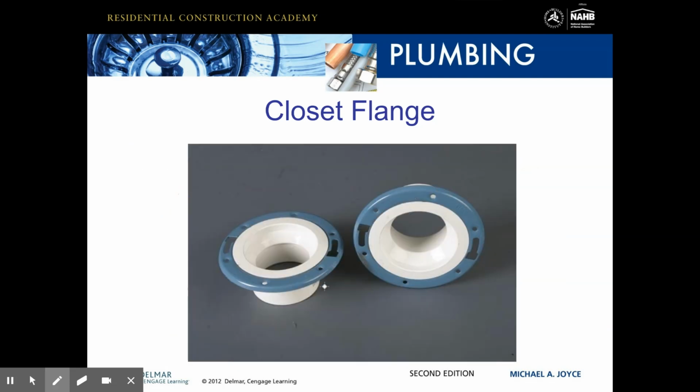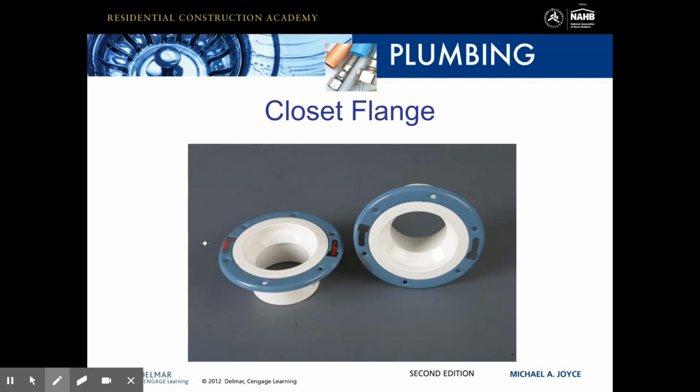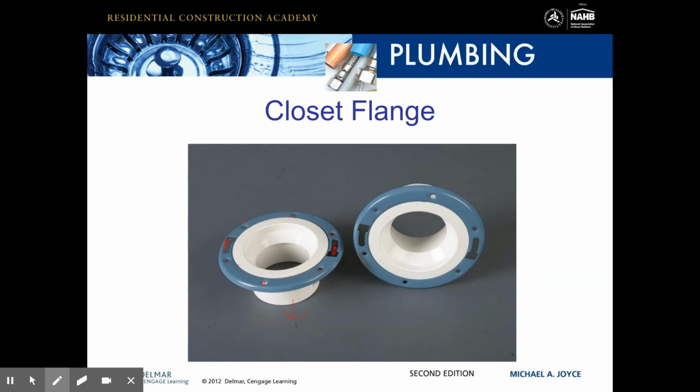So this is your closet flange. This is where your closet bolts will sit that allow you to adjust. These will allow you to anchor to your floor. This goes down into the 4-inch portion of your closet elbow, and then your wax ring or your waxless gasket will sit right here, and that's what creates the seal.